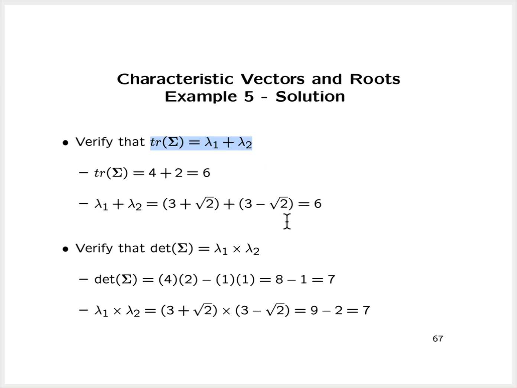relationship holds. We want to verify that the determinant of the matrix is equal to the product of the characteristic roots. Well, we said that the determinant was equal to 8 minus 1, or 7. If we calculate the product of the characteristic roots, we see that that is also equal to 7. Right? 9 minus 2, which is 7.